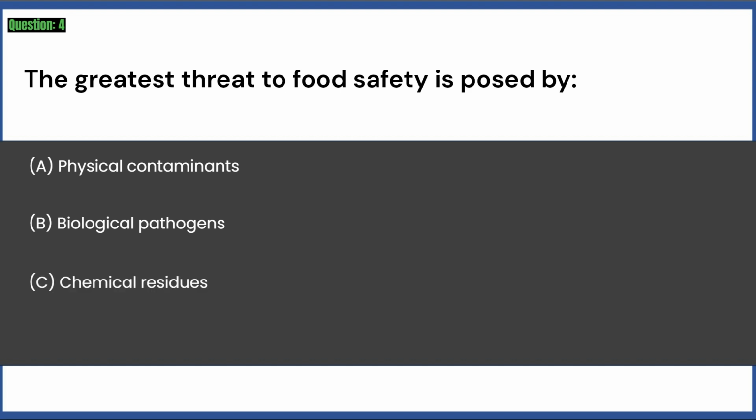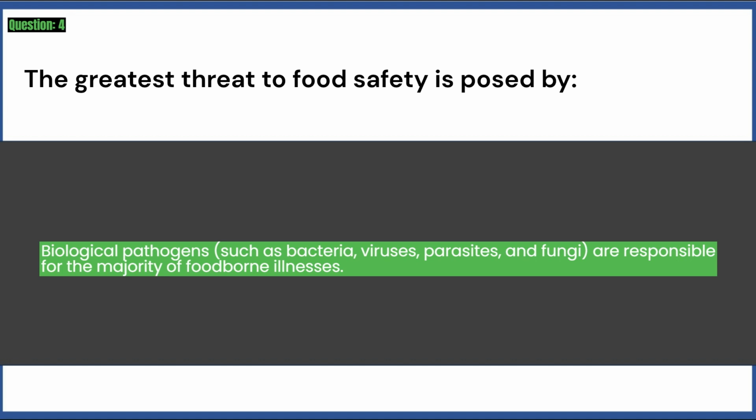The greatest threat to food safety is posed by: A. Physical contaminants. B. Biological pathogens. C. Chemical residues. D. Inert environmental elements. Answer: B. Biological pathogens, such as bacteria, viruses, parasites, and fungi, are responsible for the majority of foodborne illnesses.